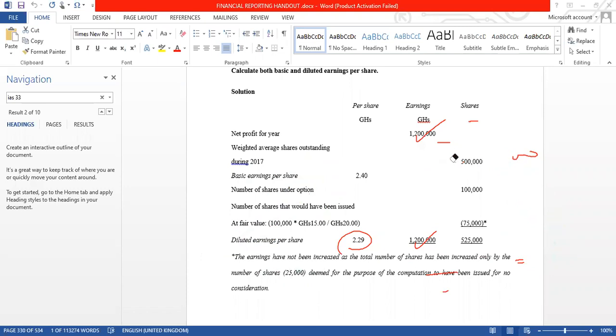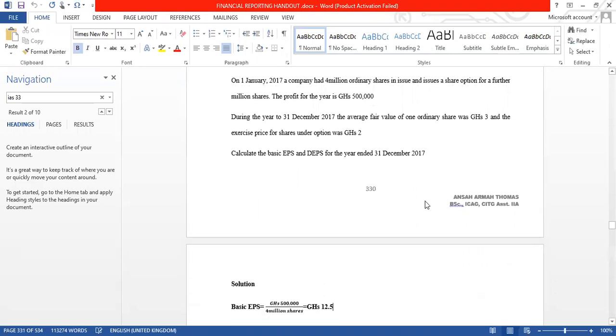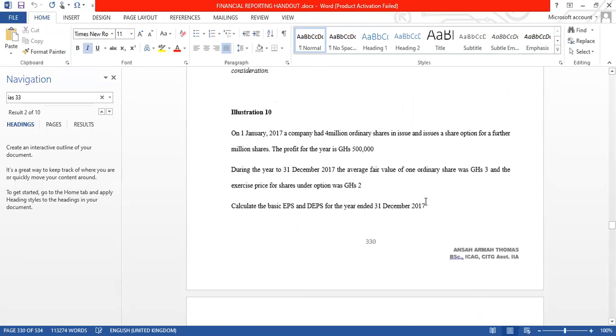So you see that at the end, something that was 2.4 comes to 2.29, diluted, has come down. Whatever will make your share reduce is what we call dilution. There is another illustration here for you. Okay, let's just go through them.